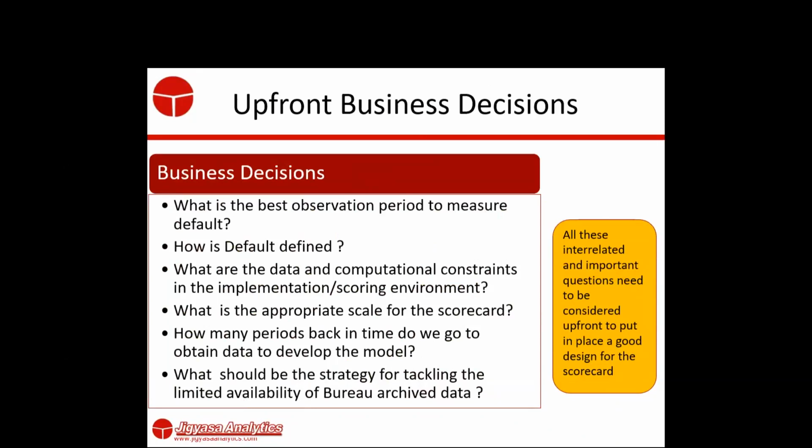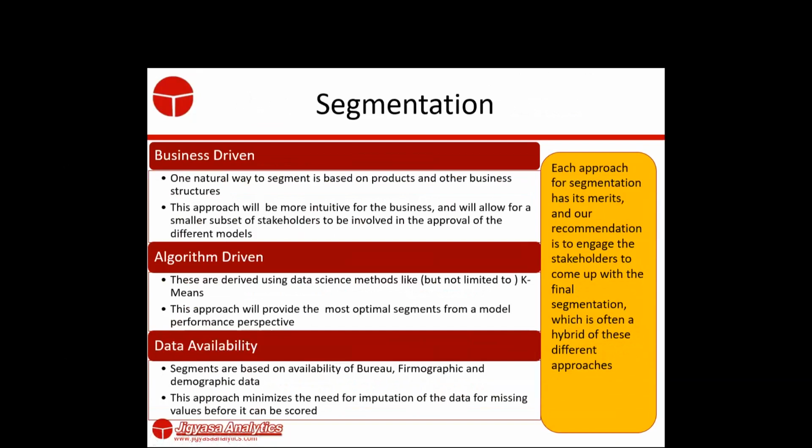So after we have made those upfront business decisions, the next thing we have to decide is what kind of segmentation we are going to use for our scorecard. And these could be business driven, these could be algorithm driven, and as I was alluding to a short while ago in the previous slide, these could be data availability driven. Business driven: one natural way to segment the data, clients do that all the time, is by product and other business structures.